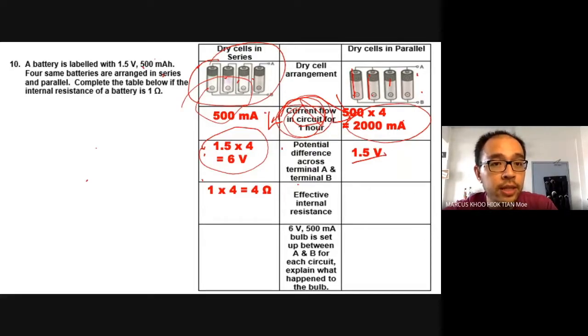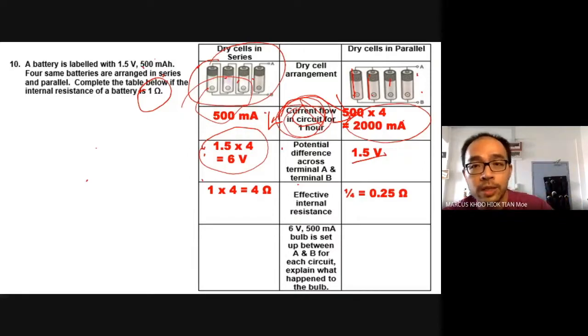Effective internal resistance for series will be very big. It will be 1 plus 1 plus 1 plus 1 because the internal resistance for each battery is 1. For parallel, it'll be 1 over 1 plus 1 over 1 plus 1 over 1 plus 1 over 1. It'll be 0.25 ohms lah. Okay, there'll be less.